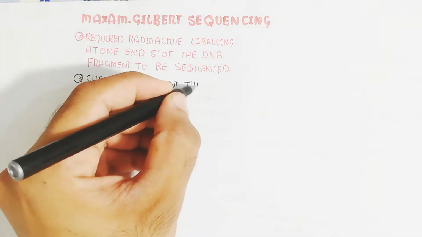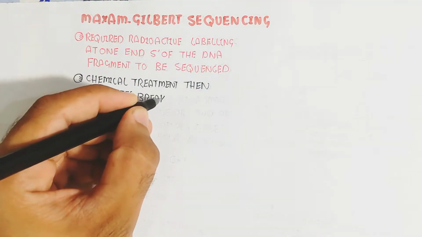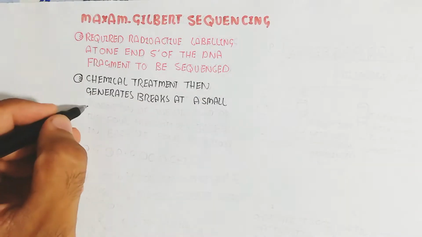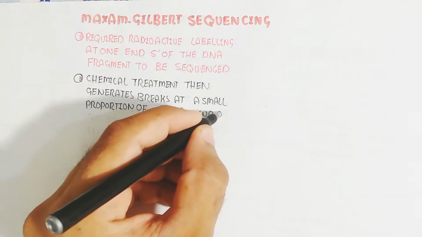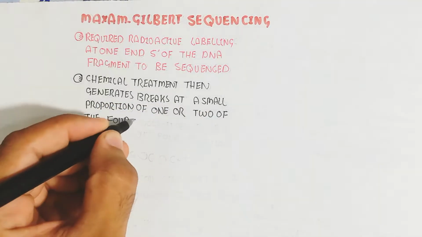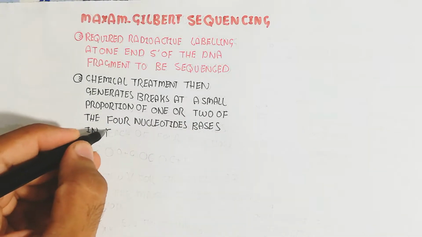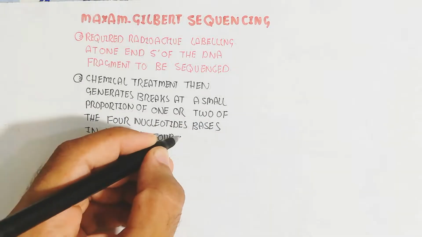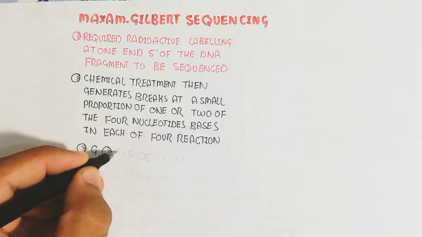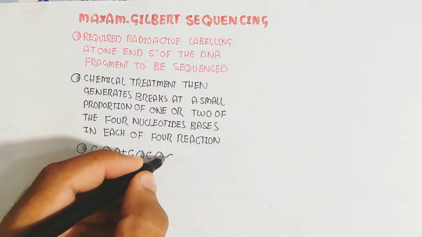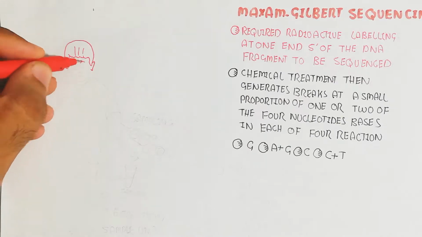In this procedure, a chemical treatment first generates a break at a small proportion of one or two of the four nucleotide bases in each of four reactions. We will use the reactions containing guanine, adenine plus guanine, cytosine, as well as cytosine plus thymine. So let's begin to understand the sampling.